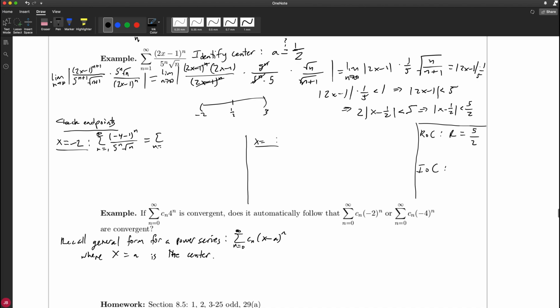Well, that's the sum n equals 1 to infinity of minus 5 to the n over 5 to the n root n, which I can split up as the sum of minus 1 to the n times 5 to the n all over 5 to the n root n. And you notice the 5 to the n's cancel. And so this is the sum n equals 1 to infinity of minus 1 to the n over root n. What do you think? Does this converge or diverge?